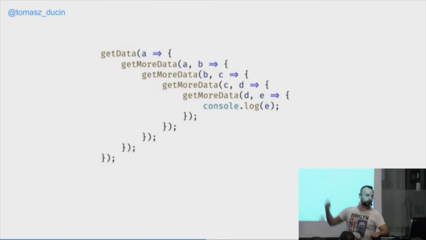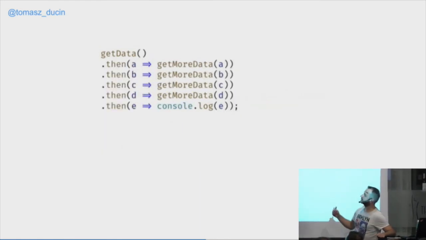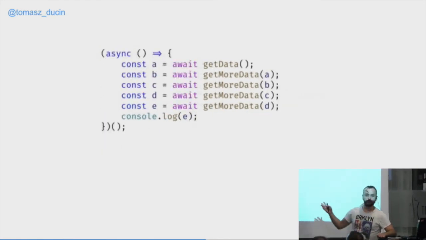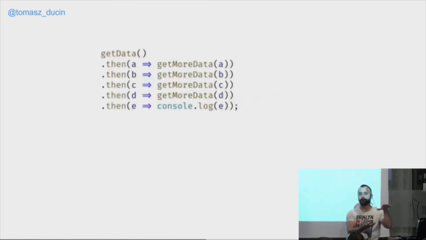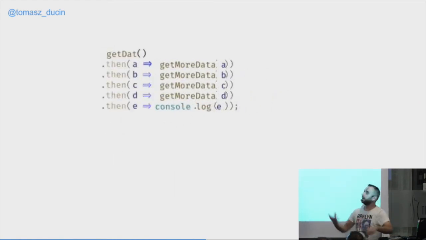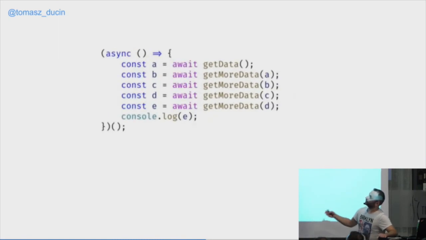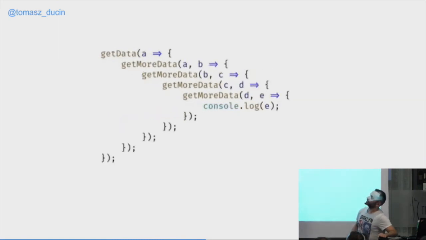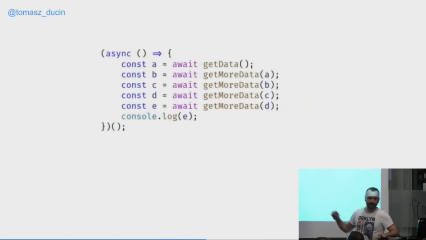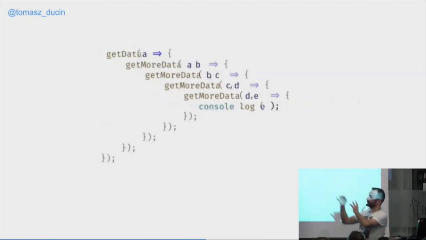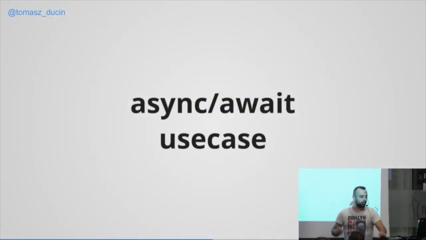Just to display, this is a popular animation that displays the difference between the callback, the nested callbacks, a promise chain, and async await. This is a demonstration, right? It's pretty easy to get the grasp of what is moving where. All right, an example of async await use case.